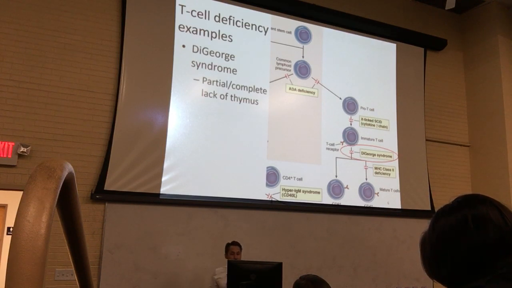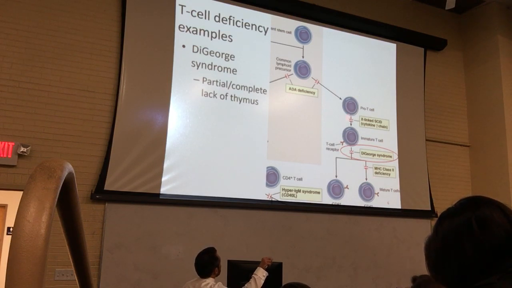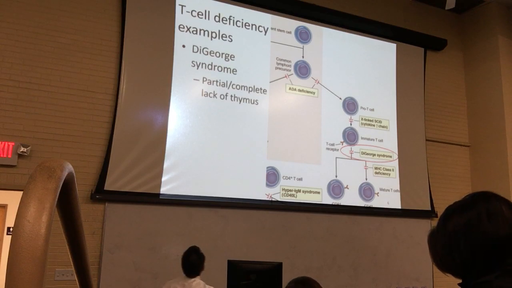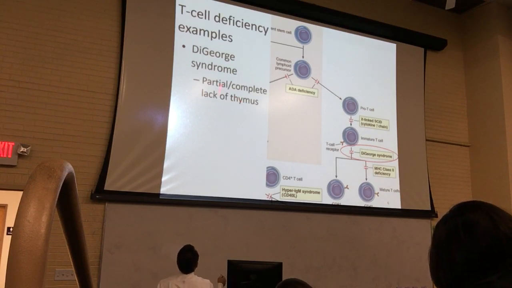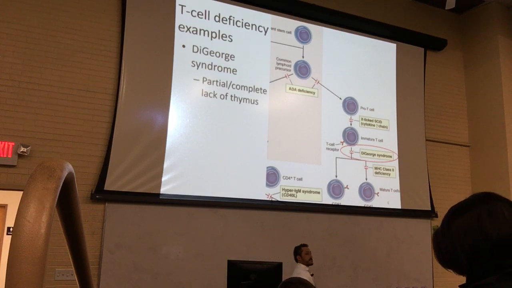We're going to look at the first one here, or the only T cell example we're going to look at, is DiGeorge syndrome. There's others here, but we're not going to focus on those. We're looking at DiGeorge. DiGeorge syndrome is where there's a partial or a complete lack of the thymus during development. And so you don't have mature T cells.